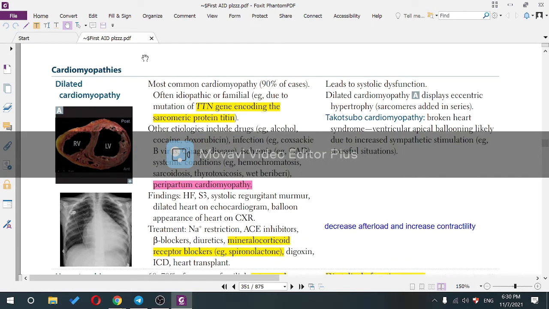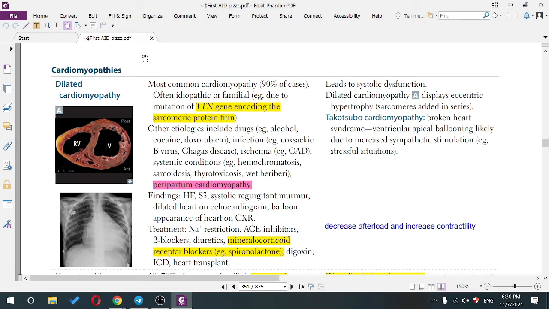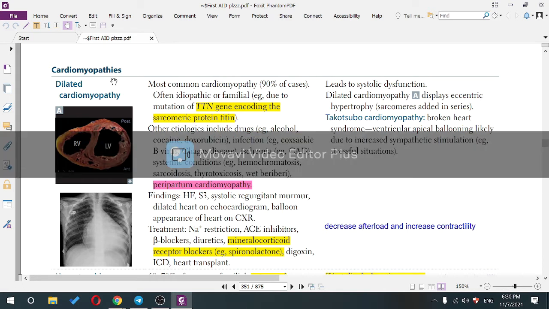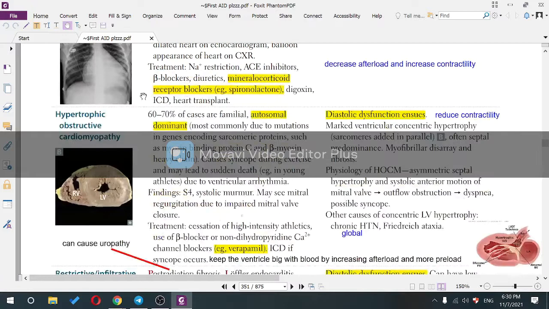Be careful when you reperfuse somebody because of the reperfusion injury, which is mediated by what? What is the reperfusion injury mediated by? Free radicals, exactly. Good. Okay, next thing we are going to speak about today is dilated cardiomyopathy.